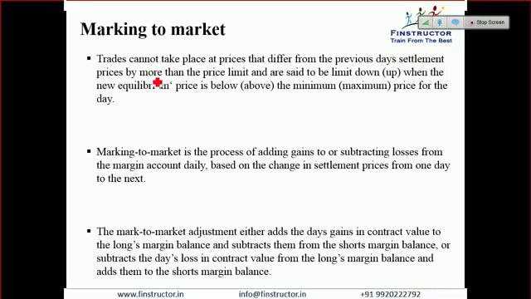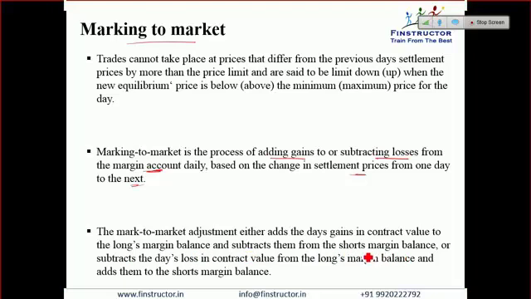The process of calculating this gain and loss on a daily basis is called marking to market. So marking to market is a process of adding gains to the margin account or subtracting losses from the margin account daily based on the change in the settlement prices from one day to the next. The mark to market adjustment either adds the day's gains in the contract to the long's margin balance and subtracts it from the short's margin balance.